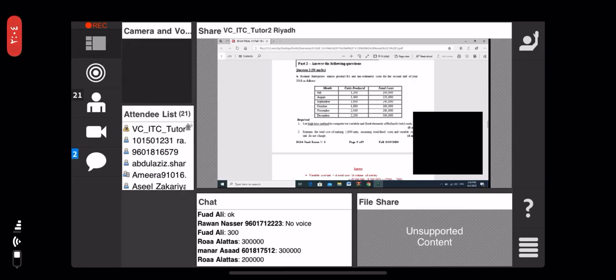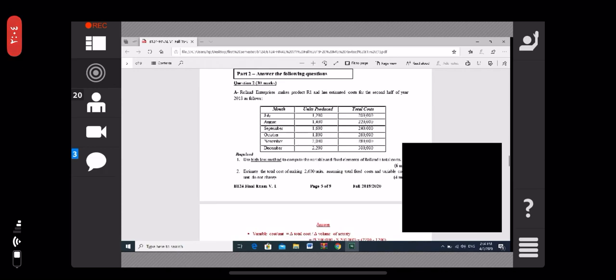Okay, so 300, this is the highest cost. And where's the lowest cost? 200. So B, what will be equal? B, it will be equal what? 300 minus 200, it will be 100, divided by 2,200 minus 1,200. So it will be B, it will be what?